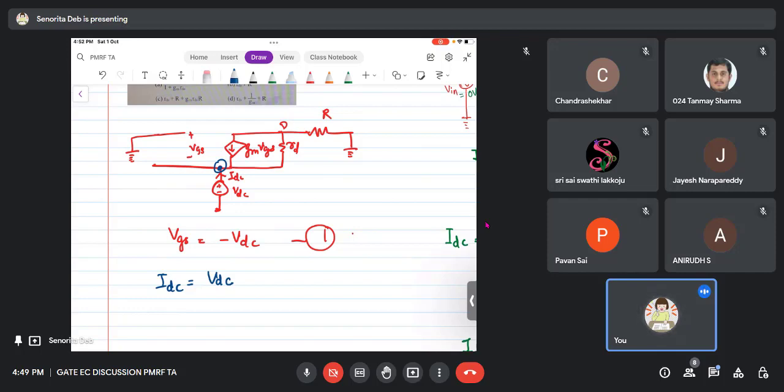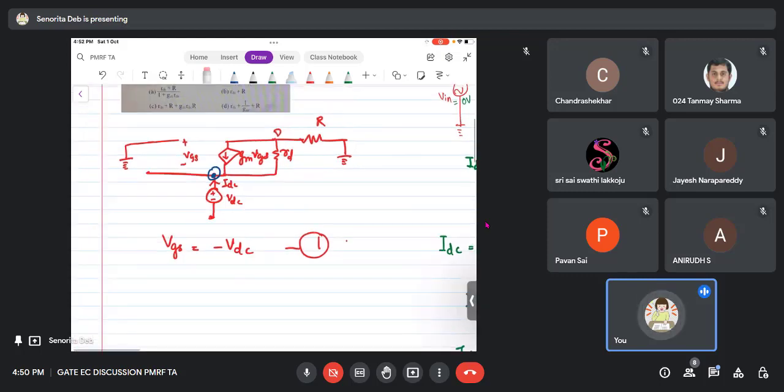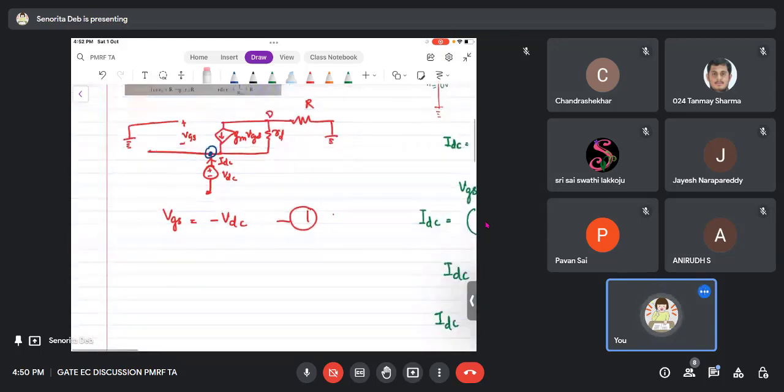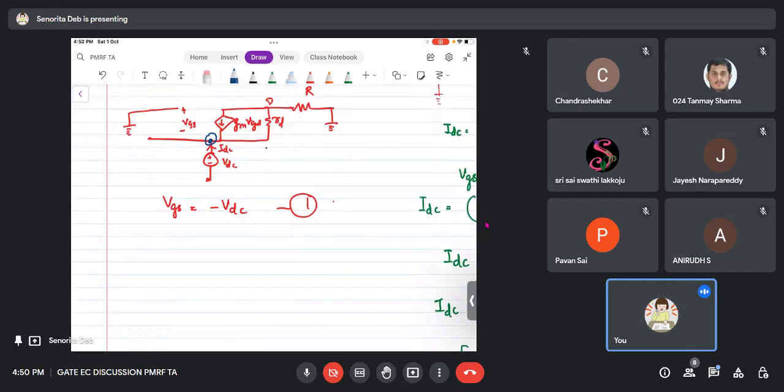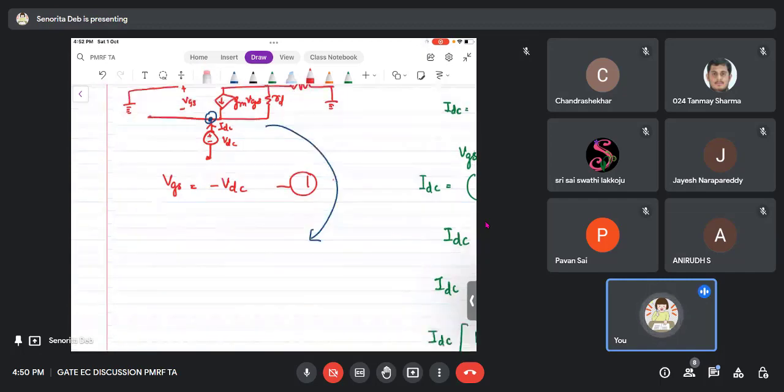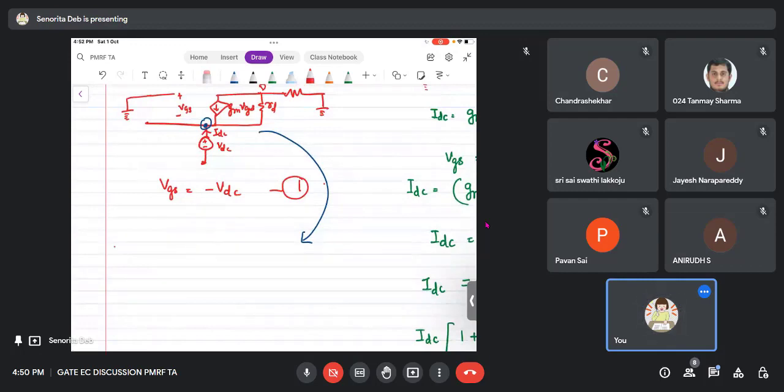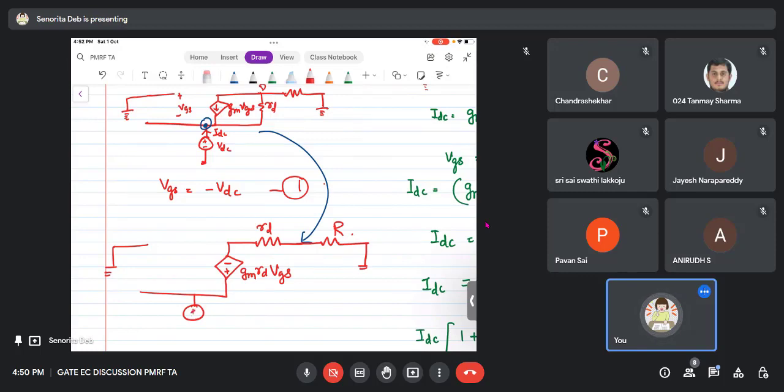Okay, this is an interesting thing. This can be simplified and easily solved. How to simplify and easily solve? Let me show that. This small signal model can now be drawn as follows. Is this clear to you, or should I explain what I have done? This will make your calculation easier.